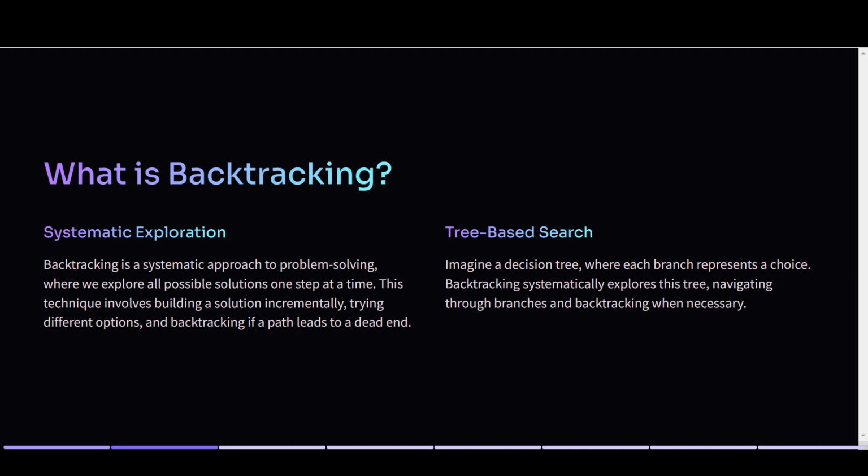Backtracking is a systematic approach to problem solving where we explore all possible solutions one step at a time. This technique involves building a solution incrementally, trying different options, and backtracking if a path leads to a dead end. And then we have tree-based search, where imagine a decision tree where each branch represents a choice. Backtracking systematically explores this tree, navigating through branches and backtracking when necessary.